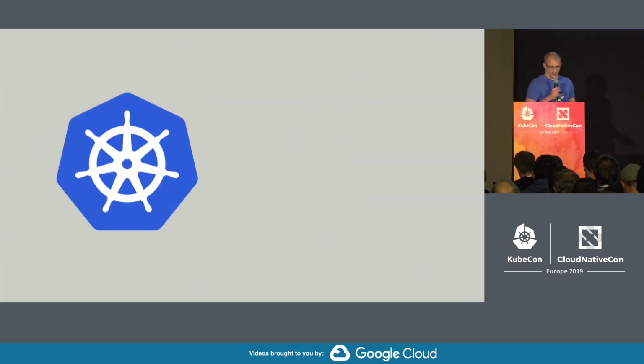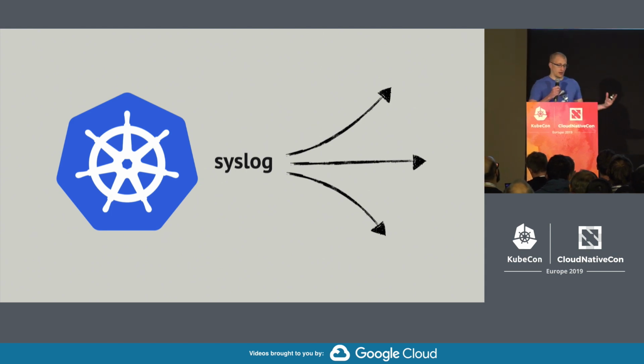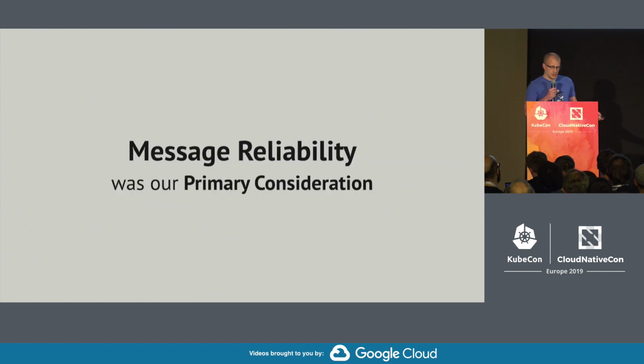So let's start with why we chose Fluent Bit. The product that we were working on is observability capability for Kubernetes, and one of the aspects of that is collecting logs. A lot of our customers use syslog as a protocol, so we basically needed to get all the logs off these clusters and ship them to syslog destinations.